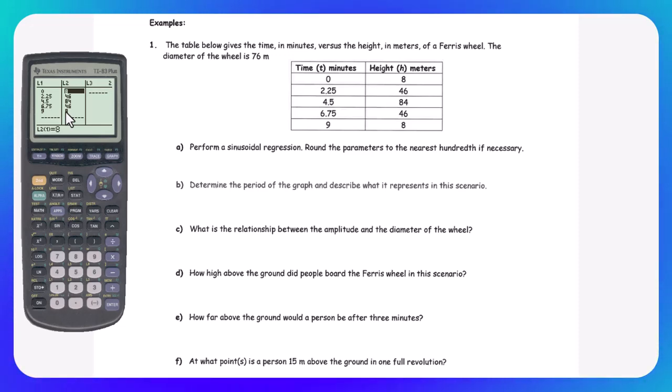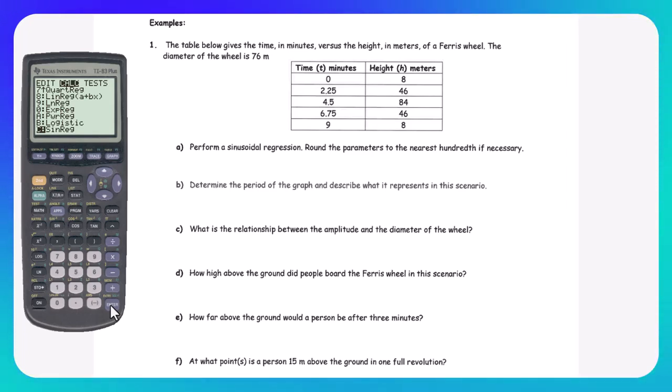Once you have your data in, we're going to do that sinusoidal regression by pressing stat. This time we're going to head over to calculate, so tab over with your arrow. Now you can head on down to find it, or in this case, you can just hit up once and it brings you to the bottom of the list and hit enter, or you can put in C.